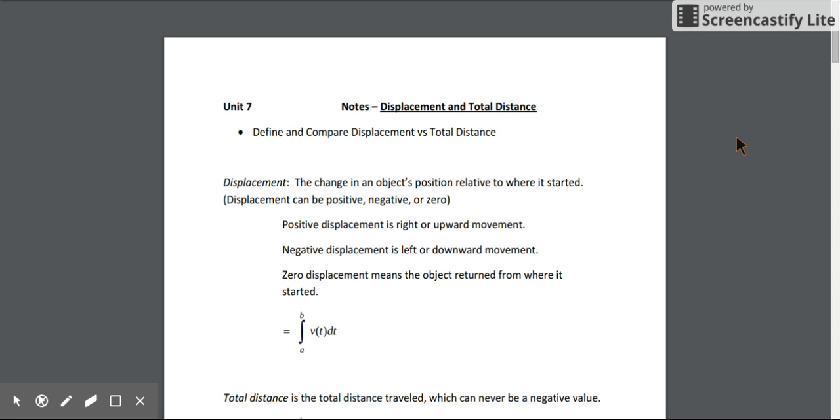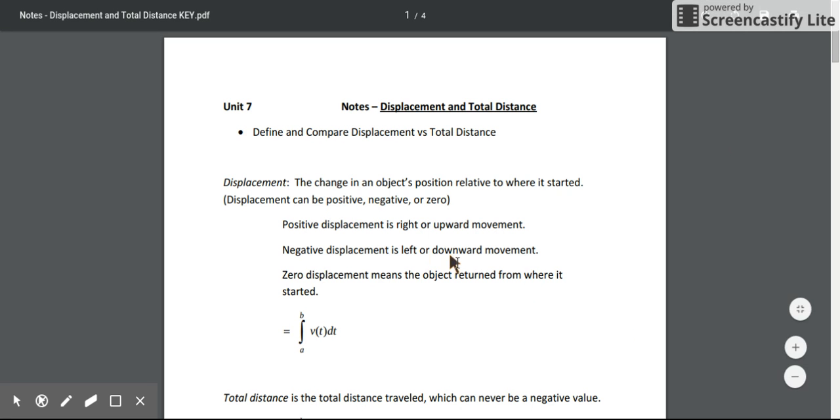In this video, we're going to be talking about the difference between displacement and total distance. So let's define both of those and then we'll do some examples. Displacement is talking about when an object changes position relative to where it started. So a displacement can be positive, negative, or zero. Let's talk about what each of those mean.